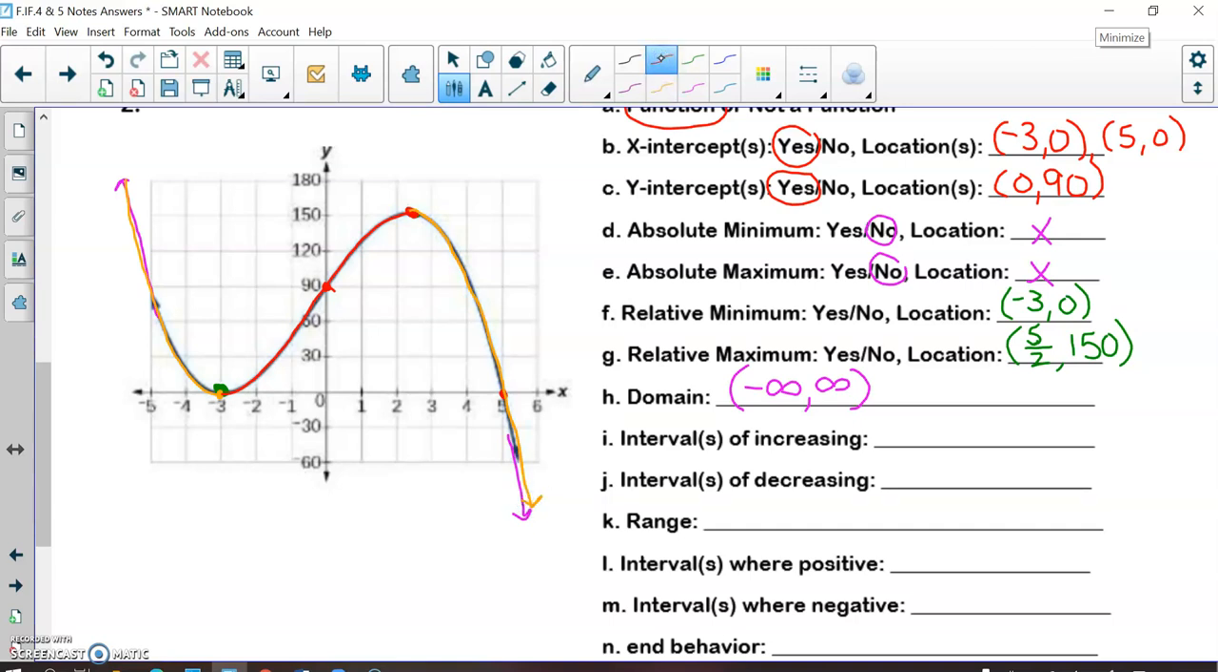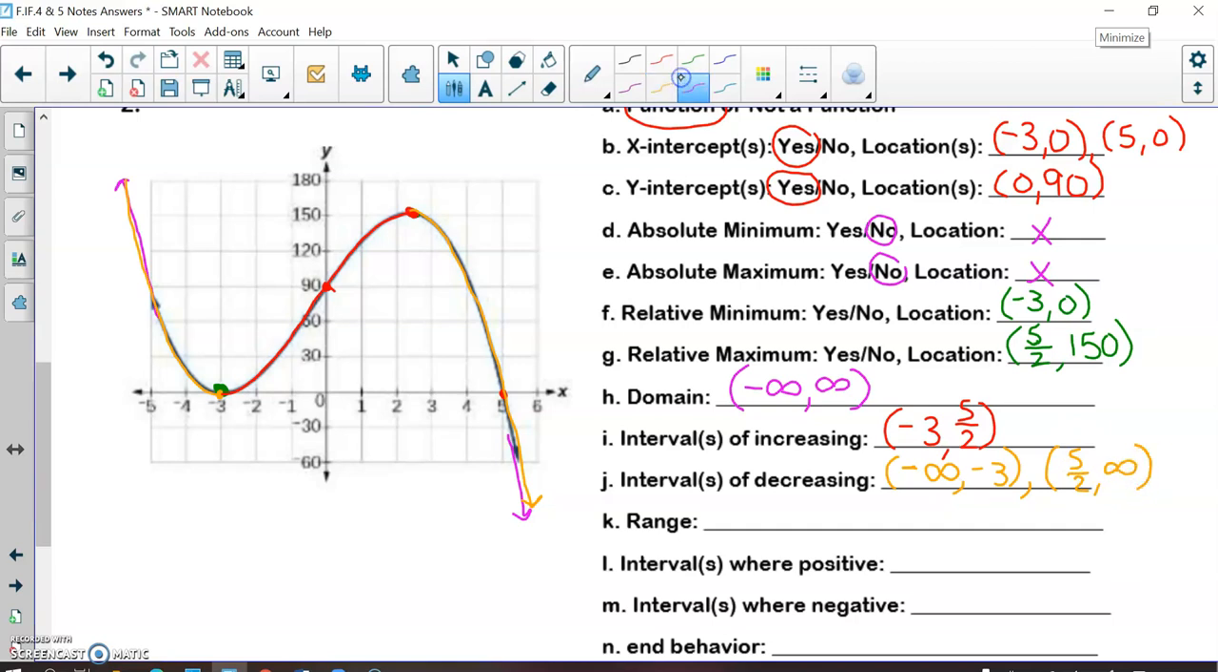So my intervals of increasing are the red part of my graph, and that is in between the x values of -3 and 2.5, which again I'm going to write as 5/2. Where my intervals of decreasing are my yellow portions. My first yellow portion extends from an x value of -infinity to an x value of -3. And my second decreasing part is my second yellow portion, which is an x value of 5/2 all the way to an x value of infinity.